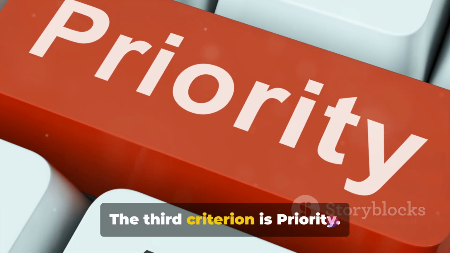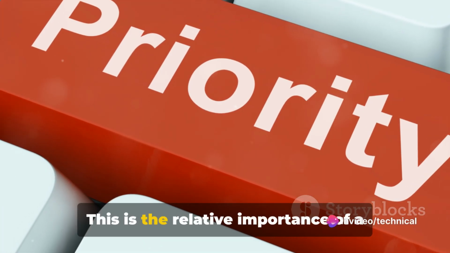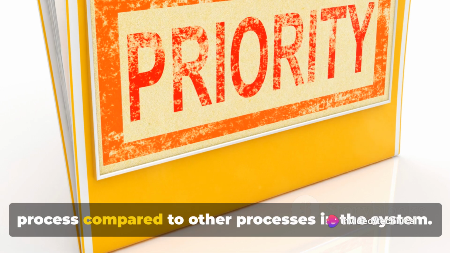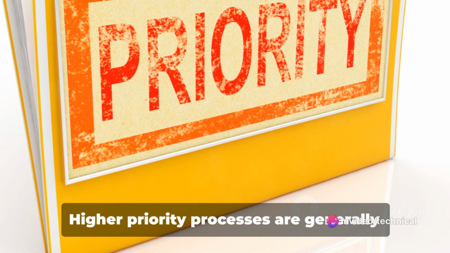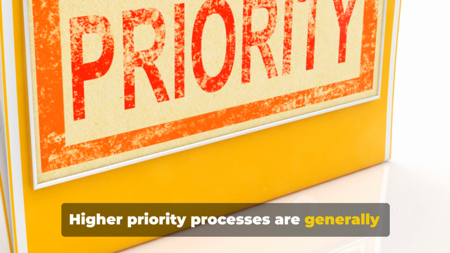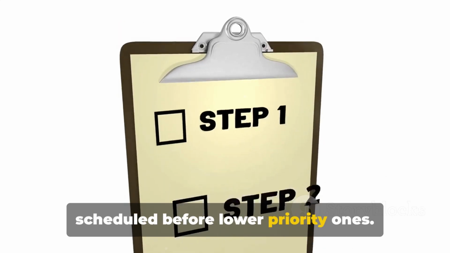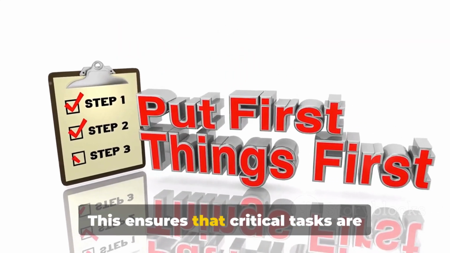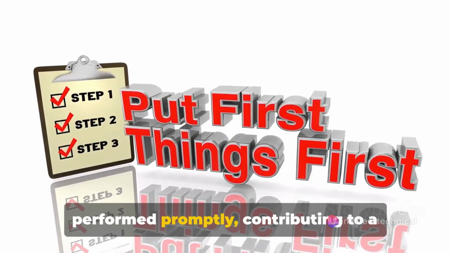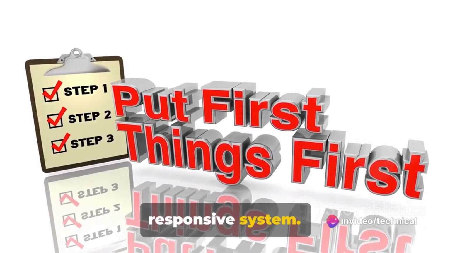The third criterion is priority. This is the relative importance of a process compared to other processes in the system. Higher priority processes are generally scheduled before lower priority ones. This ensures that critical tasks are performed promptly, contributing to a responsive system.